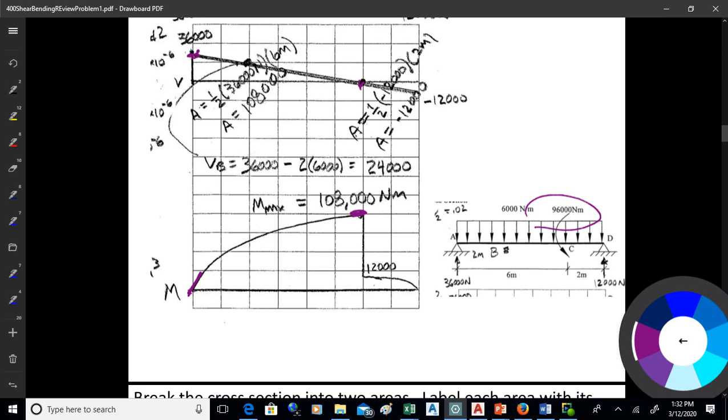Now that's a positive 96,000 moment in there, but the beam is going to react to that. The beam internally will come back the other way to balance that out. That's why this goes in the negative direction for the change in moment. So you do have to remember that a couple will cause a change in moment with the opposite sign of the applied couple. All right. So we good on that?